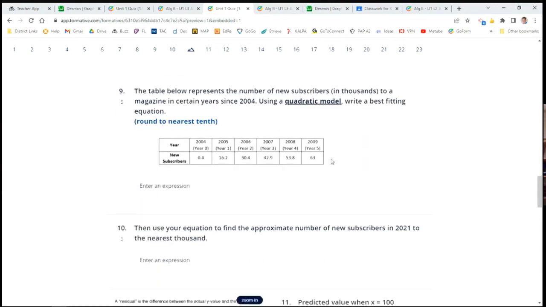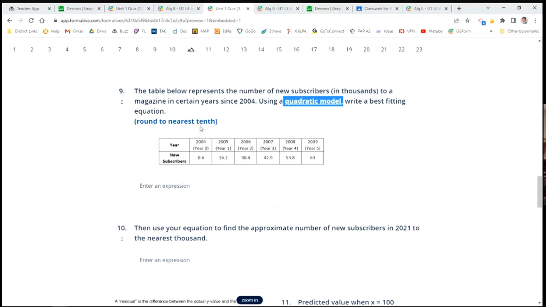And then this tells you to use a quadratic model. So you're going to put this in your Desmos table. Here's your X, your 0, 1, 2, 3, 4, 5. Here's your Y. Use a quadratic model. And remember, there's a video in Google Classroom. If you don't remember how to make a regression line that's quadratic, go back and refer to that video.